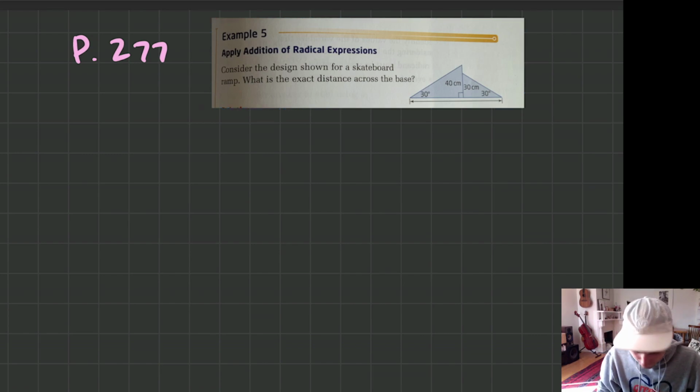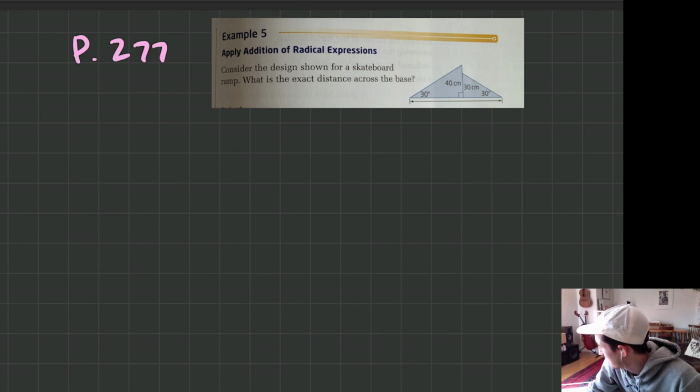Okay. Yeah, okay, so let's take a look at this question. So we're going to apply addition of radical expressions. So we've got a, oh, you know what? Oh, shoot. Yeah, you know what? We haven't, because we skipped the trigonometry section. So you know what? We're actually going to skip this question.